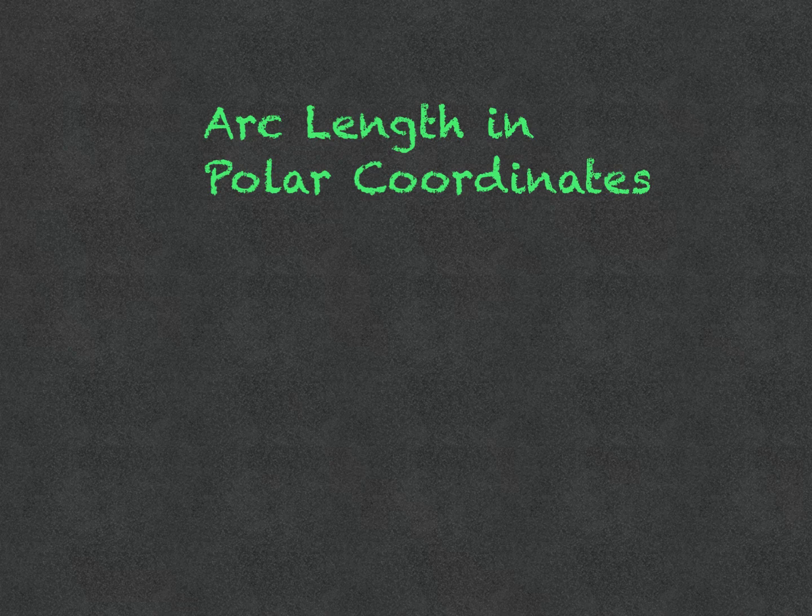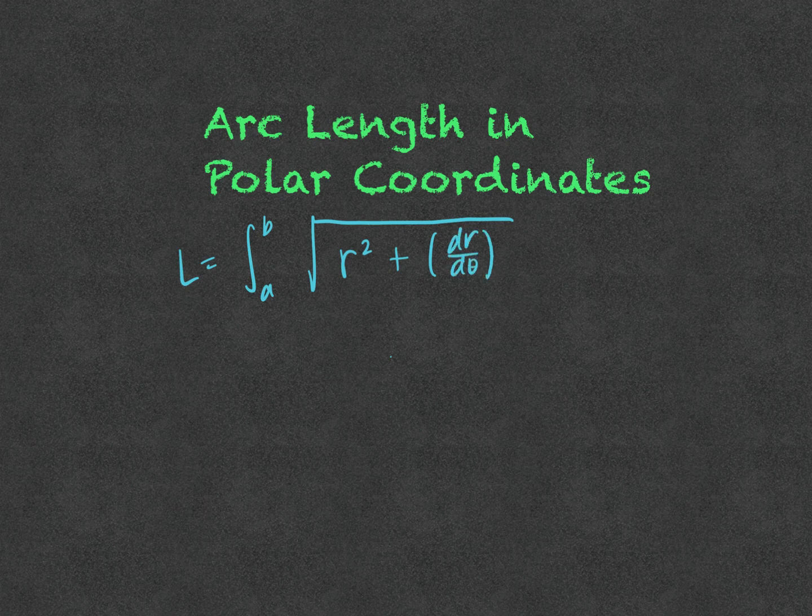As we talk about arc length and polar coordinates, the arc length formula is very similar no matter which set you're in. I guess I should say if you're in a regular function, a parametric, or a polar. So we have the integral from a to b of the square root of r squared plus dr over d theta, quantity squared, with respect to theta. That's very similar to the arc length formula we used in functions, in parametrics, and now in polar.